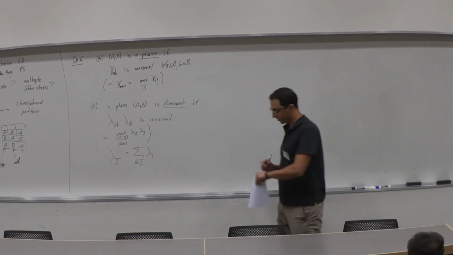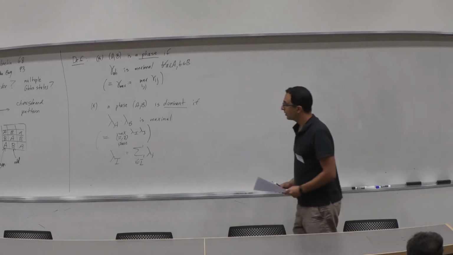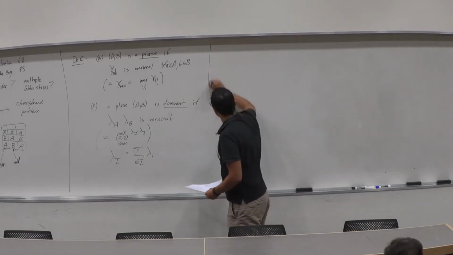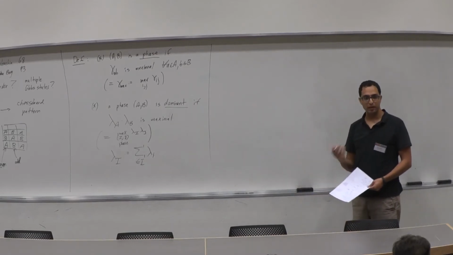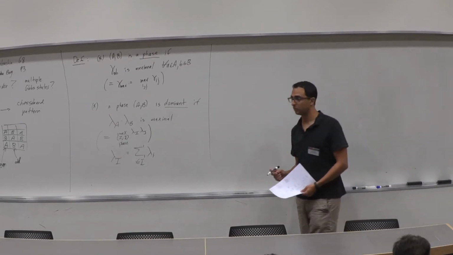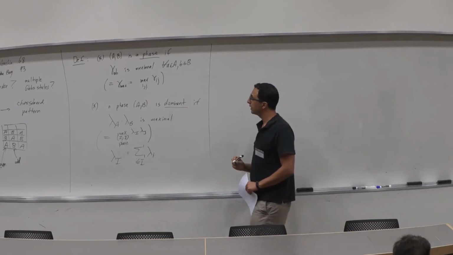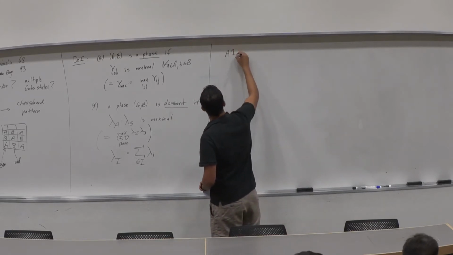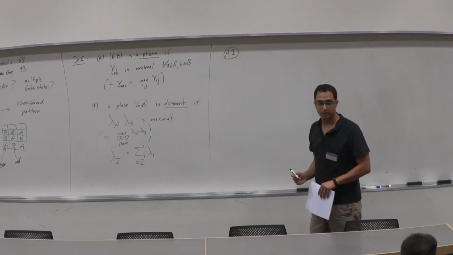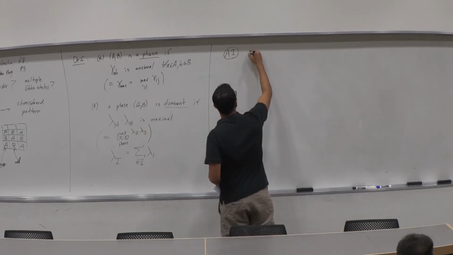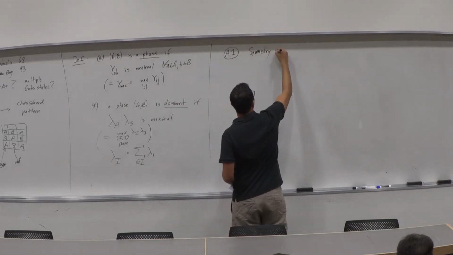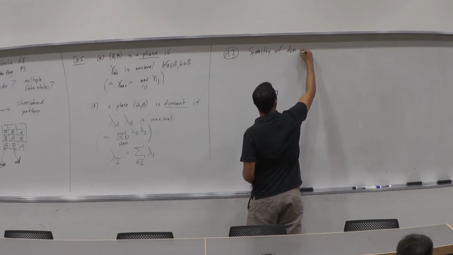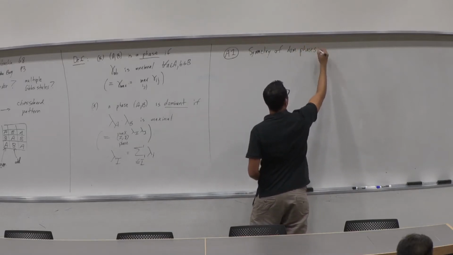Okay, so these are the definitions we need. Before I formulate our results, they don't apply to every spin system. We need some assumptions. So we're going to have two assumptions. And the first assumption is an assumption of symmetry of dominant phases. Okay, and what does this mean?